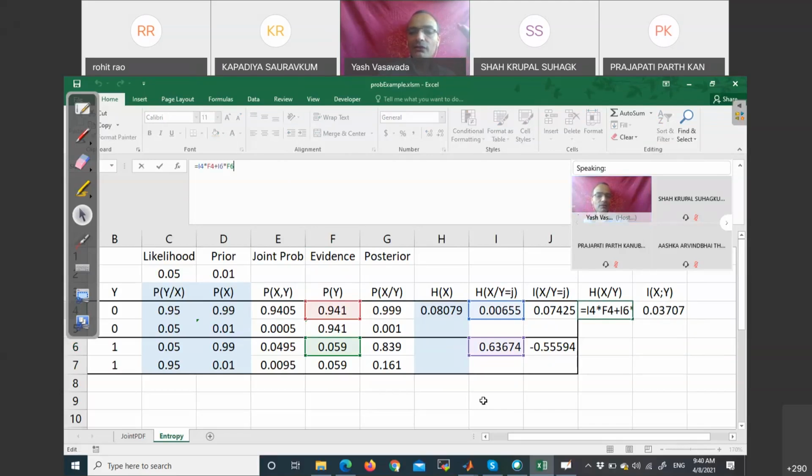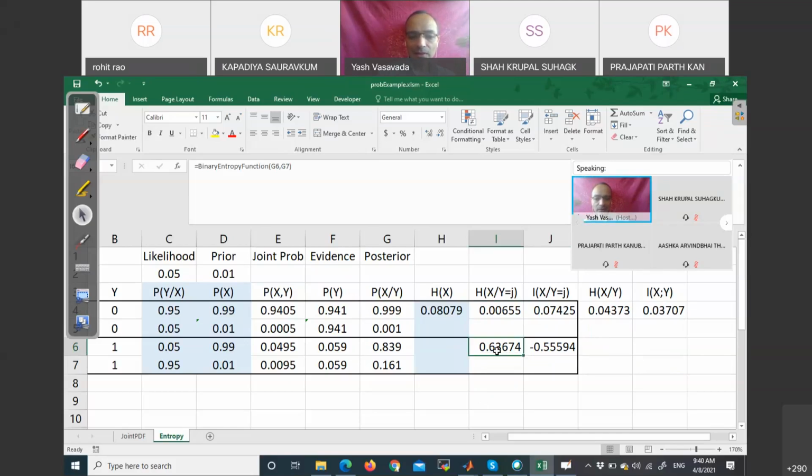On average, what is my conditional entropy? This 0.00655 tells me the conditional entropy only if I receive y equal to 0. This tells me the conditional entropy only in the case that y is equal to 1.